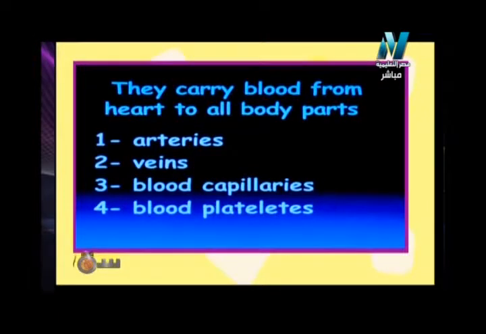Arteries, الشرايين, very good. So we know that the blood vessels are three types. They are arteries, هم الشرايين, veins, الأوردة, and at last, blood capillaries. So what is the type that carry blood from all body parts to the heart? It will be the veins. But what is the type that carry blood from heart to all the body parts? So they will be the arteries, الشرايين, as Saif answered now.